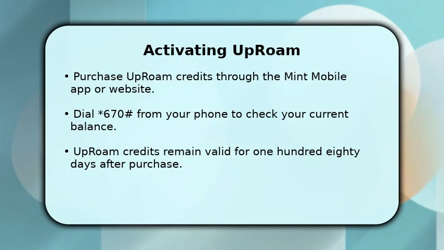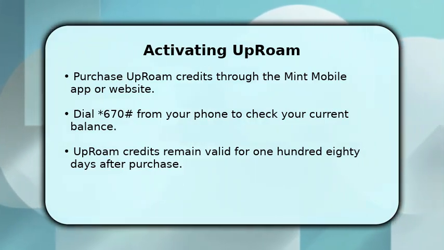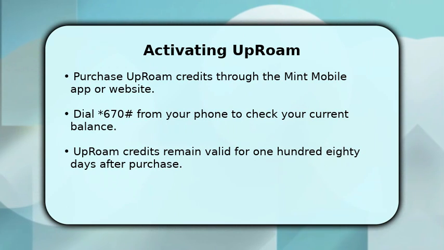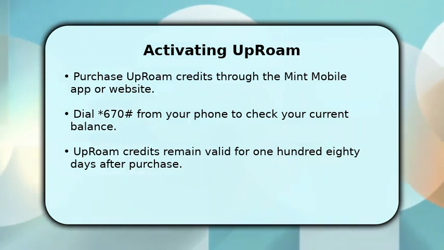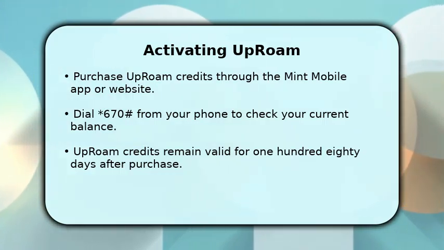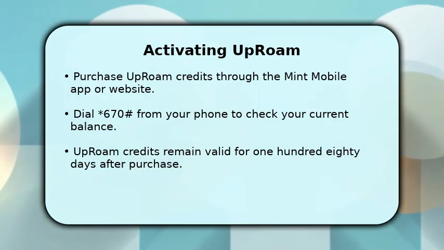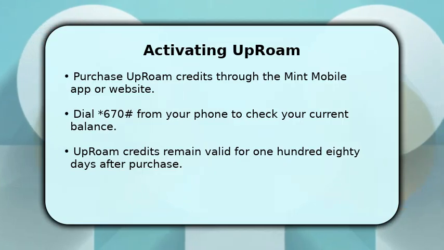To activate Up Roam, simply log into your Mint Mobile account online or use the app. Navigate to the Up Roam section and purchase the desired amount of credits. It's wise to do this before you depart. Once purchased, you can always dial *670# from your Mint Mobile phone to quickly check your remaining balance. Remember, these credits are valid for 180 days.